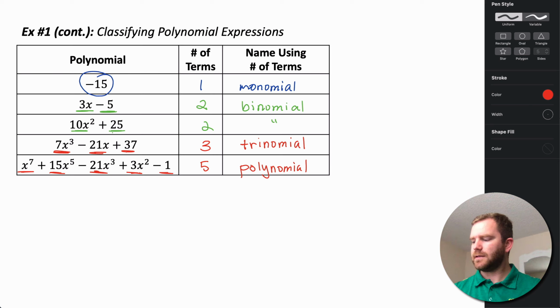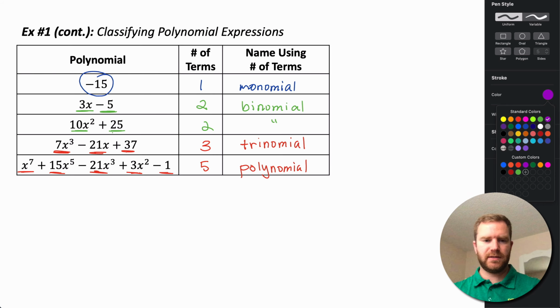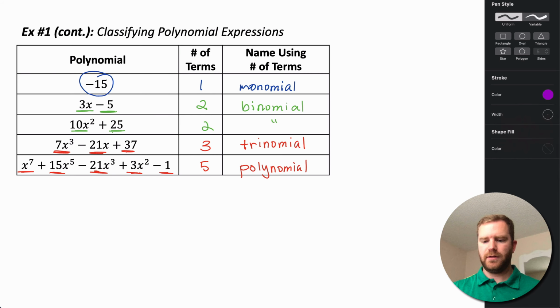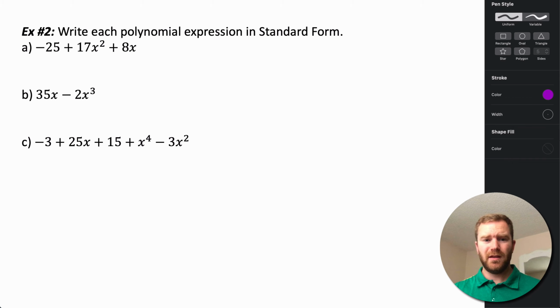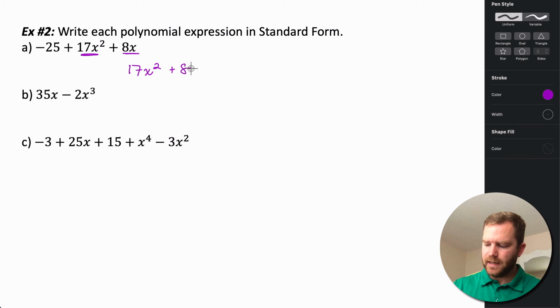Okay, so now let's talk about classifying with standard form. So putting things in standard form. When we're trying to put an expression in standard form, it needs to go from the highest degree to the lowest degree. So you want to pick the highest exponent to the lowest exponent. In this case, this term has the highest exponent, so it needs to be listed first. So it's going to be 17x squared. This will be to the first, so plus 8x. And then this has a degree of 0, so it's going to be minus 25.